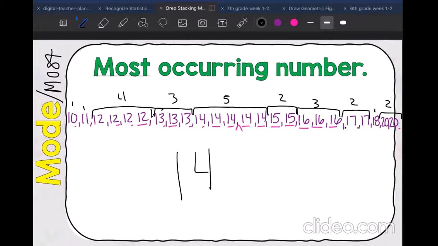Is it possible to have no mode? If none of your numbers repeat, you don't have a mode, right? So you would just write no mode.